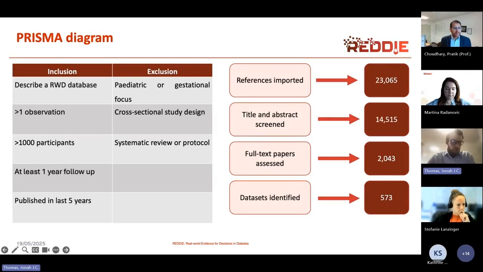We ran our search across 3 databases. We searched Medline, CINAHL, and Embase for relevant research publications. And from these, we were going to extract the databases that were of interest to us.